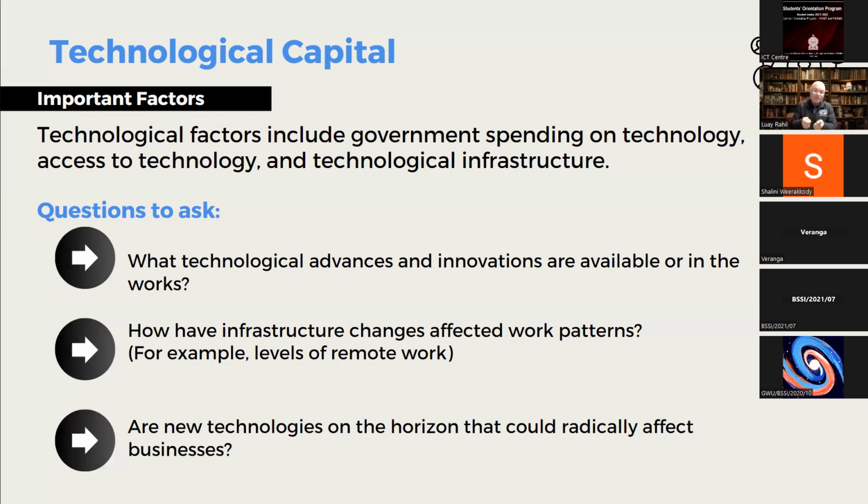It's like, are we spending enough money to build internet fiber optics? Are we spending more money maybe to update our schools or offices with better computers, better phones? So we need technological factors in order to make sure that people could work, play, and live in our city. And how have infrastructure changes affected work patterns?